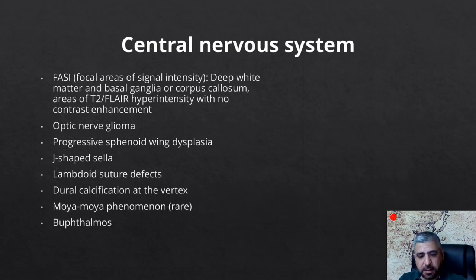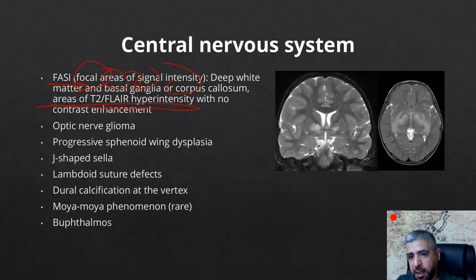Now, regarding the central nervous system, which is one of the main systems involved in neurofibromatosis, first of all, we'll see what's known as FASI, F-A-S-I. This is short for focal areas of signal intensity. These are deep white matter, basal ganglia or corpus callosum areas of T2 or FLAIR hyperintensity with no contrast enhancement. Basically, areas of FLAIR or T2 hyperintensity, and there is no post-contrast enhancement.